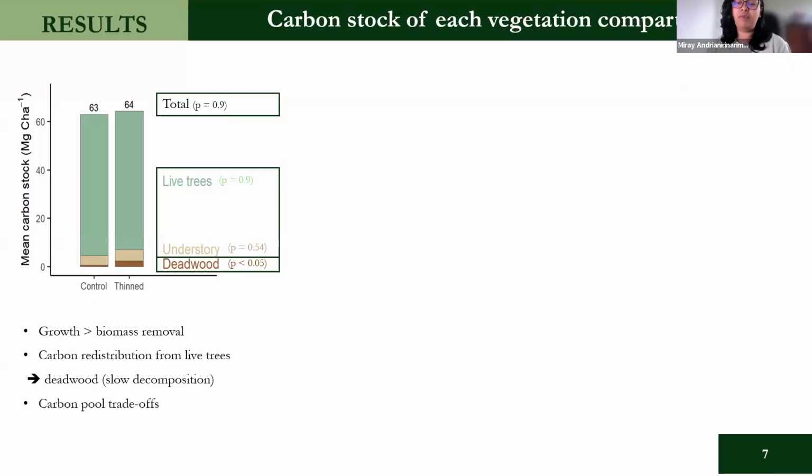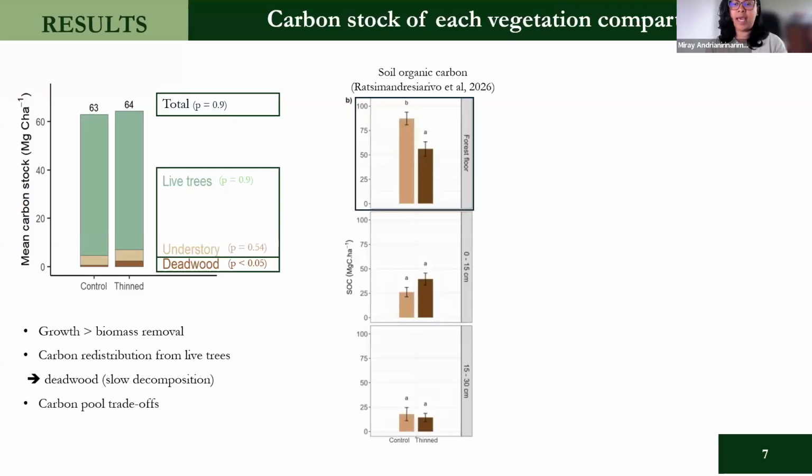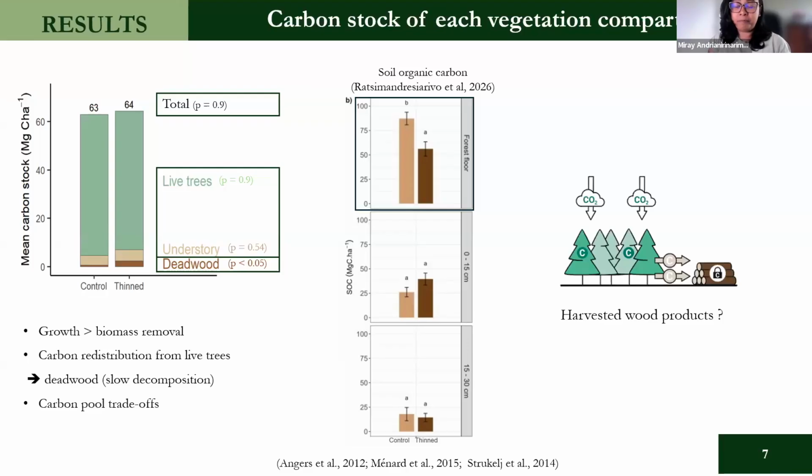And this can be explained by the very slow decomposition rate that we usually find in boreal forests. Also, other results from a colleague on the same site revealed that lower soil organic carbon occurs in the forest floor of the thinned stands. So this contrast highlights a potential trade-off between aboveground and soil carbon pools that should be considered. Finally, the overall carbon balance of thinning should consider the harvested wood products, including their lifespan and their substitution potential.